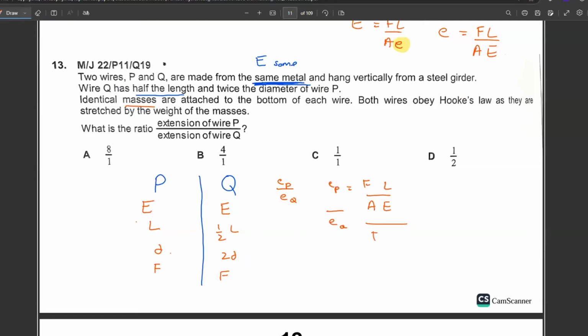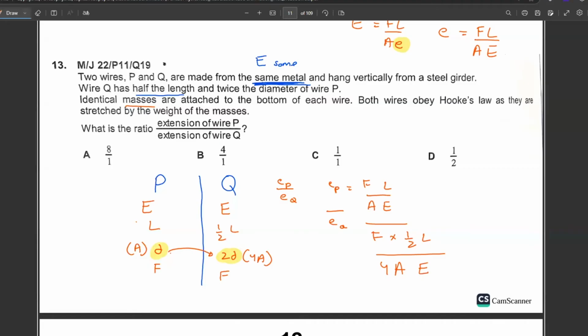Perfect. F into the length is half L. Into the area. What will happen to the area? If the diameter has doubled, always remember, if the diameter doubles, let's say the diameter is going from D to 2D, what will happen to your area? Your area will go from A to 4A. So wire Q will have an area of 4A. Young's modulus is same, that is E.